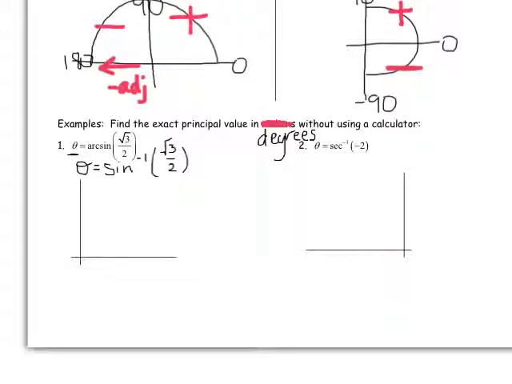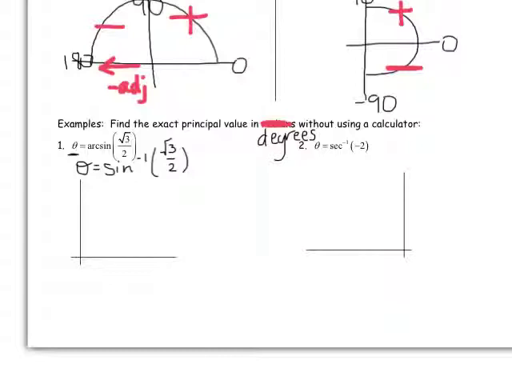Because what I see is that when I have this little -1, this tells me that I'm talking about a ratio right here. So I'm talking about sine's ratio is root 3 over 2. Well, because this ratio is positive, I automatically know I'm going to be in quadrant 1. Any positive ratio is always in quadrant 1.